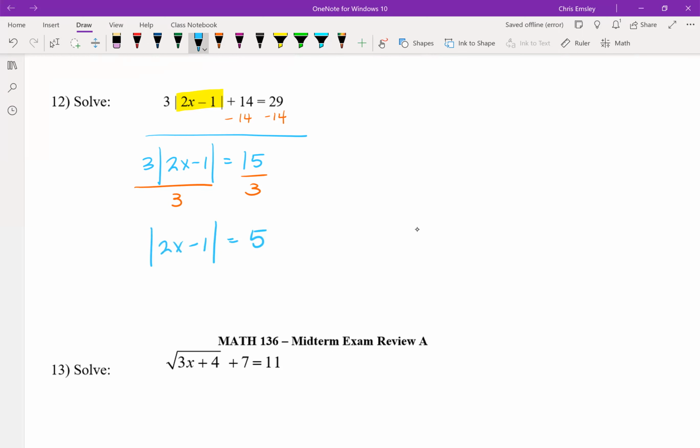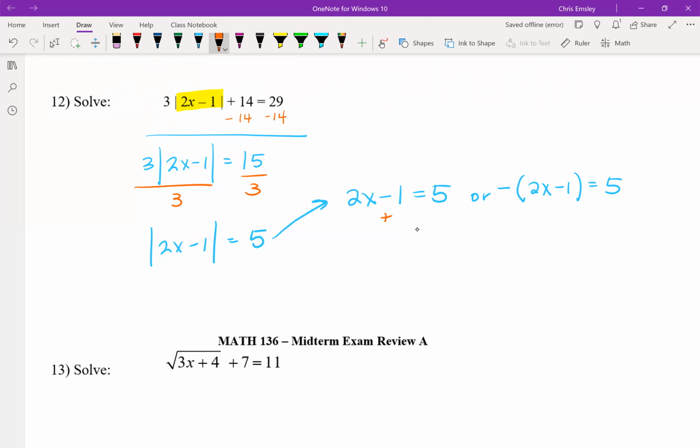Now we can deal with the absolute value symbols. Remembering that absolute value is a distance. It tells us how far away something is, but not which direction it is. So whenever we have an absolute value, we need to split it into a set of 2 equations for an absolute value equality. So either 2x minus 1 has to be positive 5, or the opposite of 2x minus 1 has to be positive 5. The distance has to be 5, either to the left or to the right, to the positive side or to the negative side. So we solve each one of these independently.